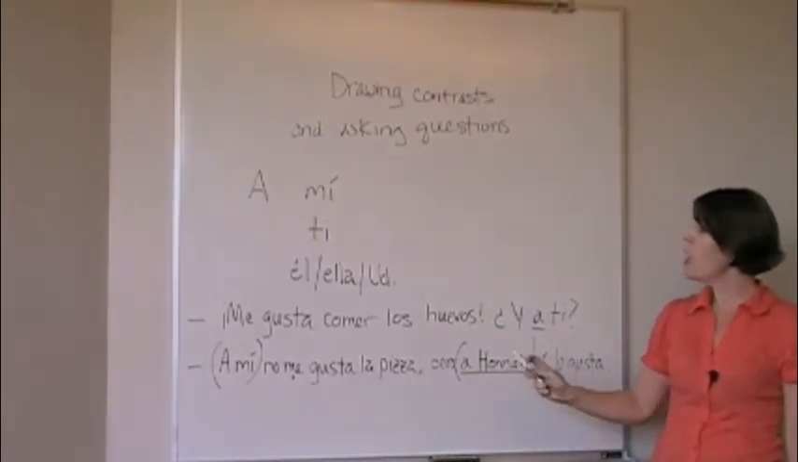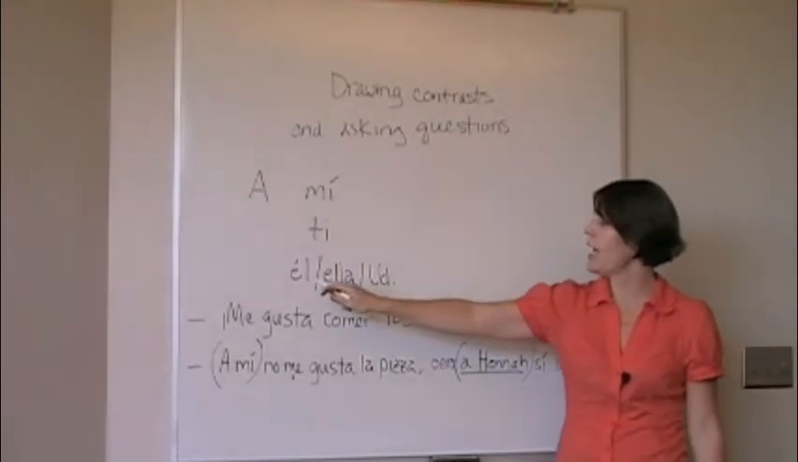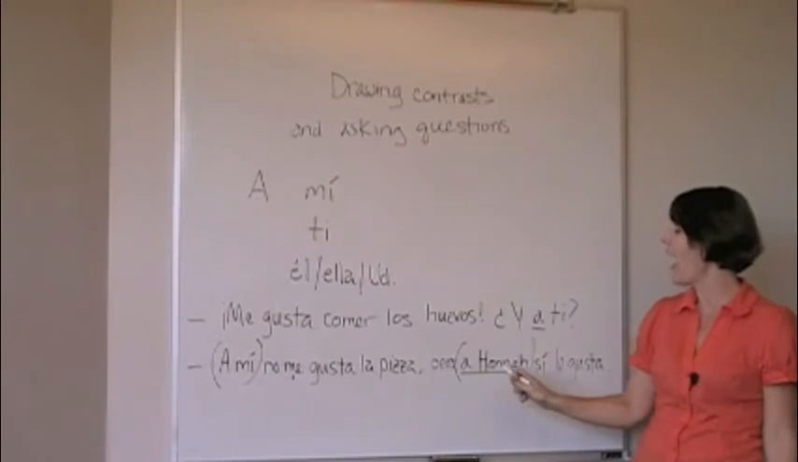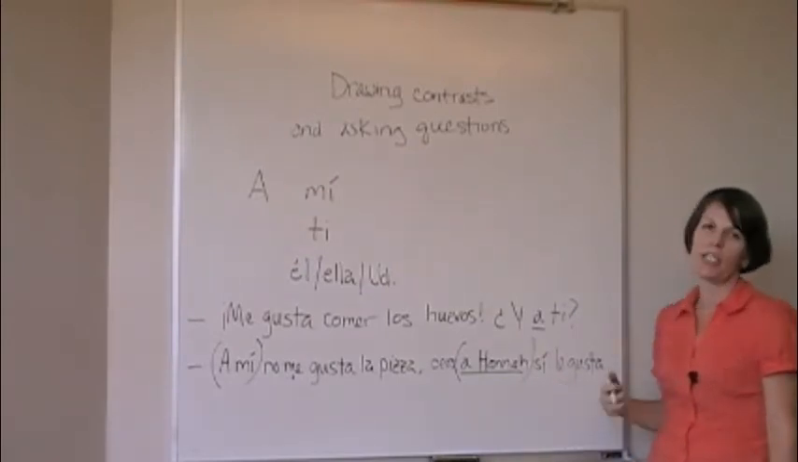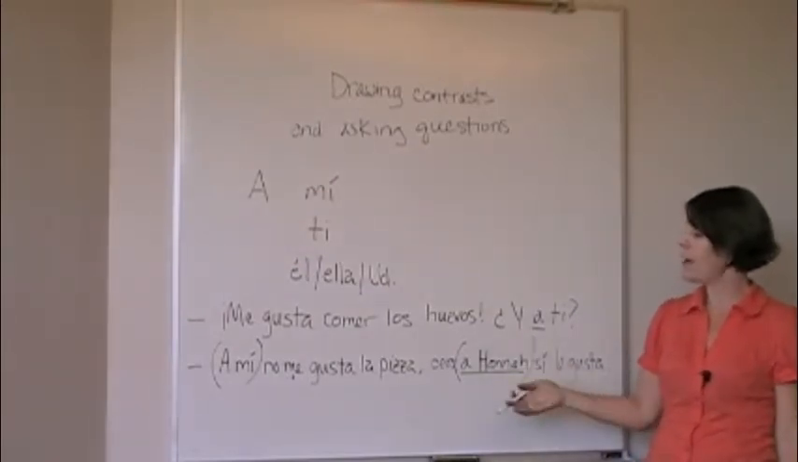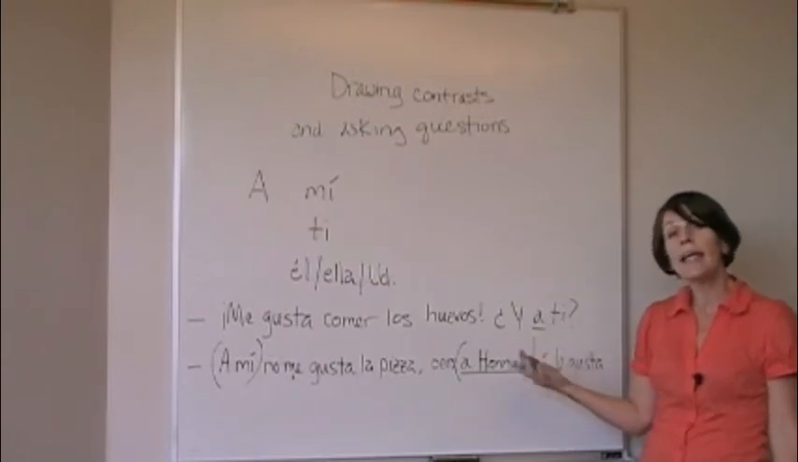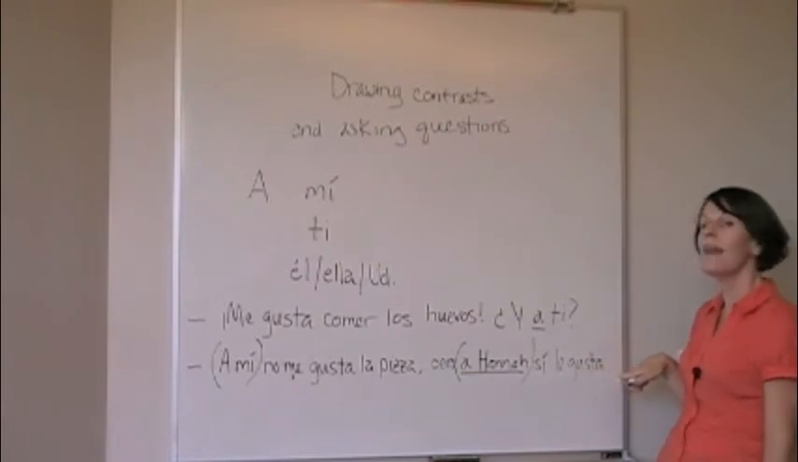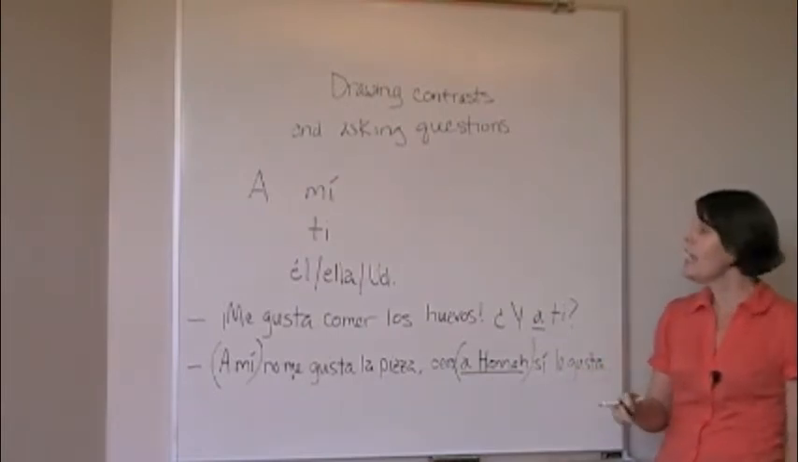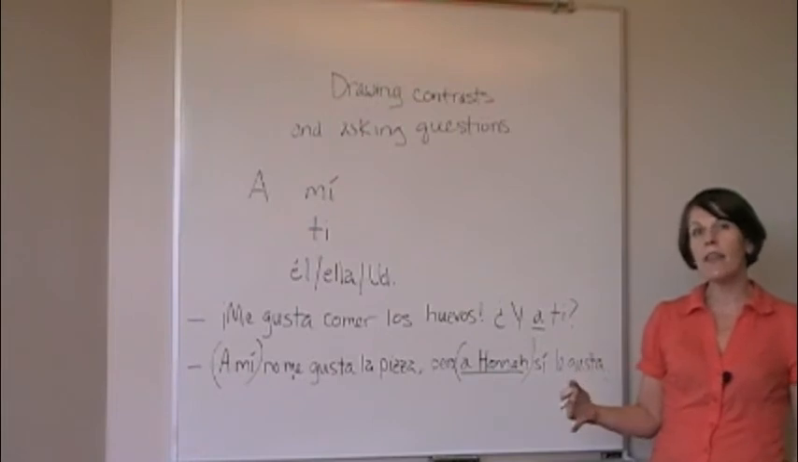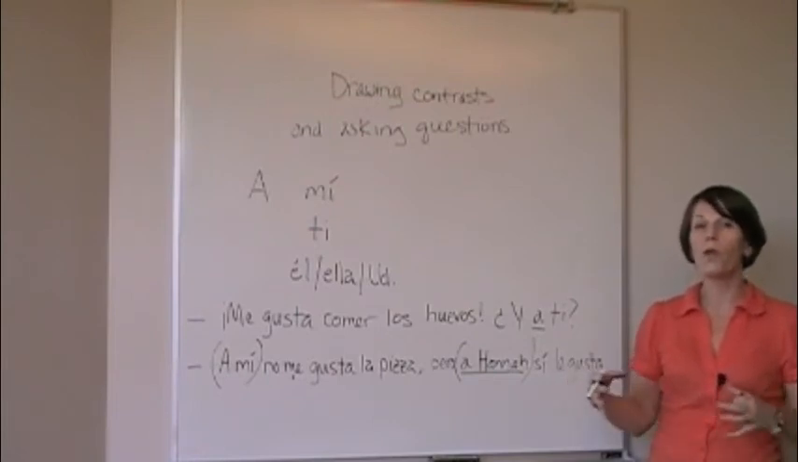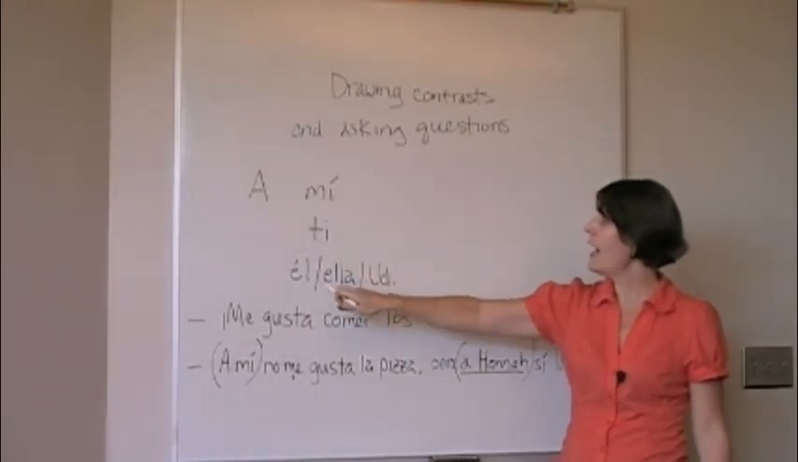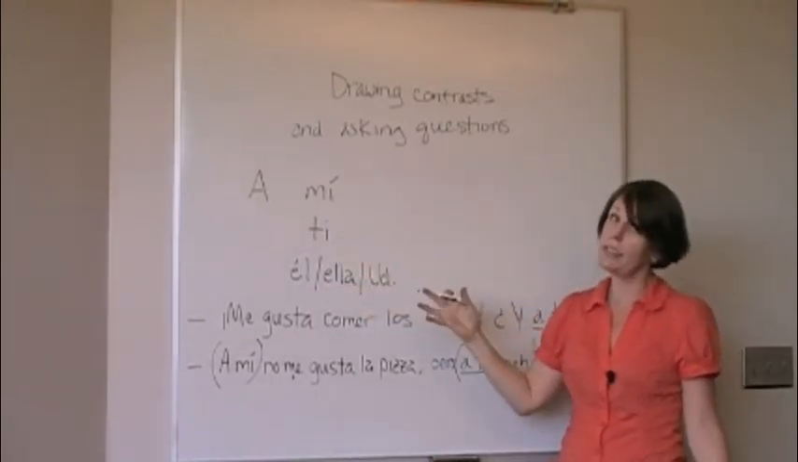So you can also use a person's name here. It could be a Hannah or a ella. If we knew that we were talking about Hannah already, we would say, pero a ella sí le gusta. But here, since I haven't already established that we're referring to Hannah, I go ahead and say her name. A Hannah sí le gusta. Okay? And so now we're going to extend this and talk about how you would talk about more than one person in these contexts. So we have a mí, a ti, a él, ella, usted, or the person's name, right?